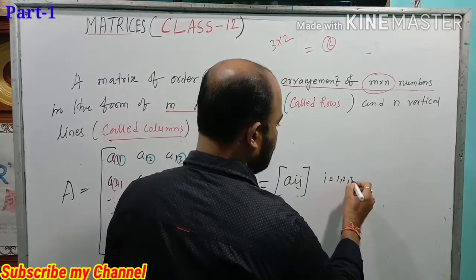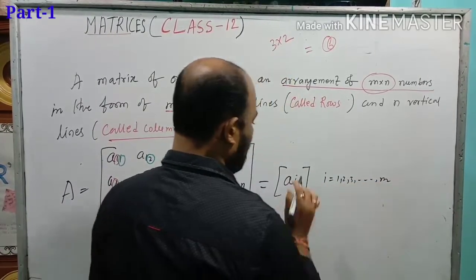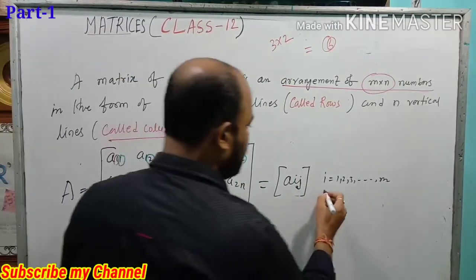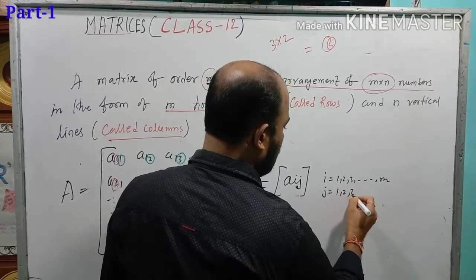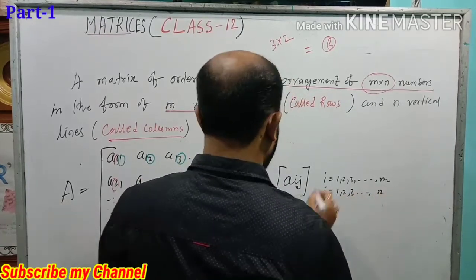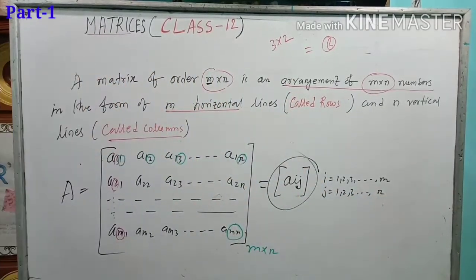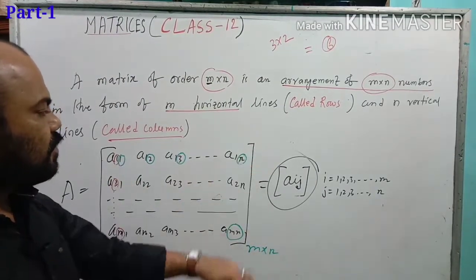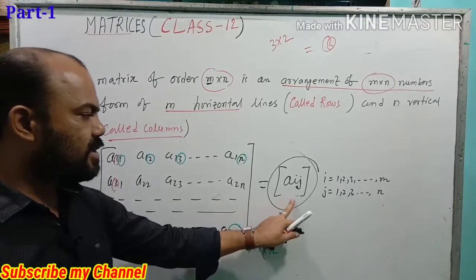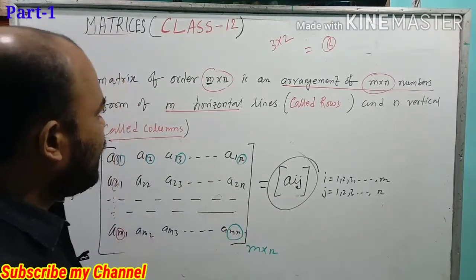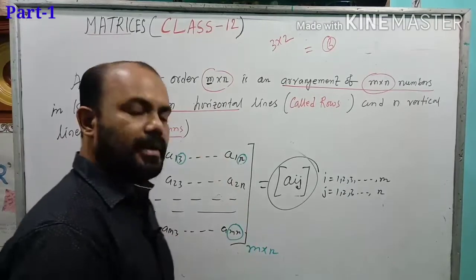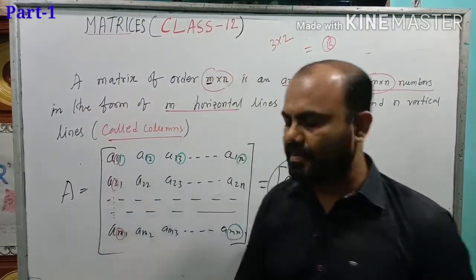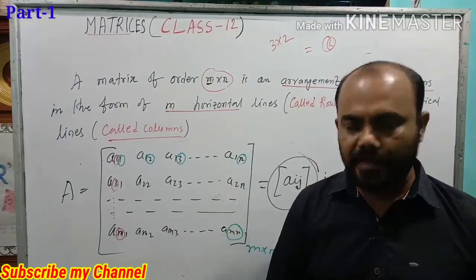So what will be the value of i? i equal to 1, 2, 3 ... m. And what is the number of columns? Number of columns is n. So what will be the values of j? j will be 1, 2, 3 up to n. This is the shortest form to represent any matrix. Whether it is of order 2 by 2, 3 by 4, 4 by 4, whatever the order is, you can represent a matrix in this way. So this is the general form. This is the definition or the first concept of a matrix: what is a matrix, how to represent a matrix, and what is the general form of a matrix.